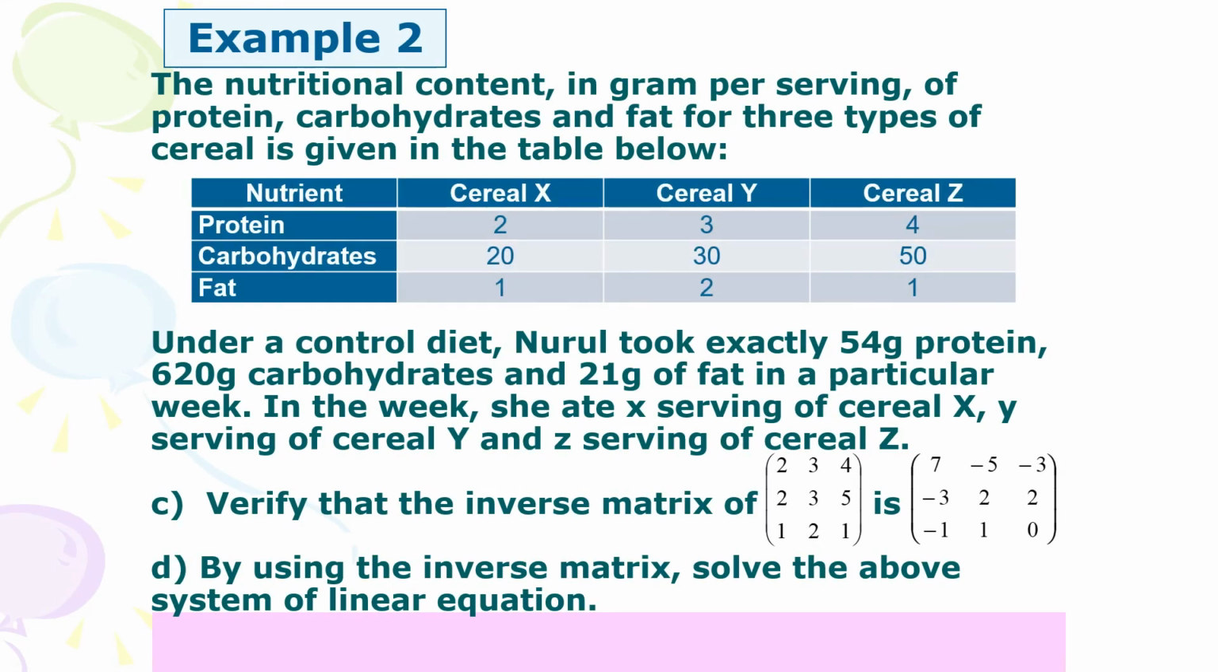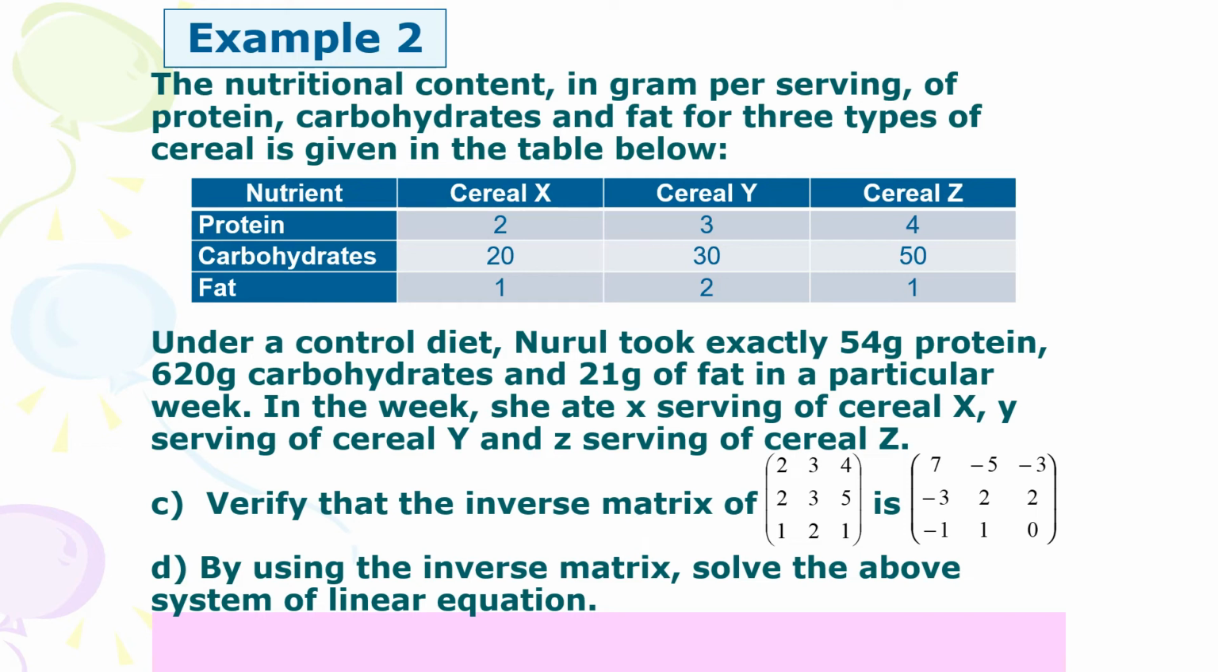Next, for example 2, the nutritional content in gram per serving of protein, carbohydrates and fat for 3 types of cereal is given in the table below. Under a controlled diet, Nurul took exactly 54 gram protein, 620 gram carbohydrates and 21 gram of fat in a particular week. In the week, she ate X serving of cereal X, Y serving of cereal Y and Z serving of cereal Z. It is actually a continuation of the example before.